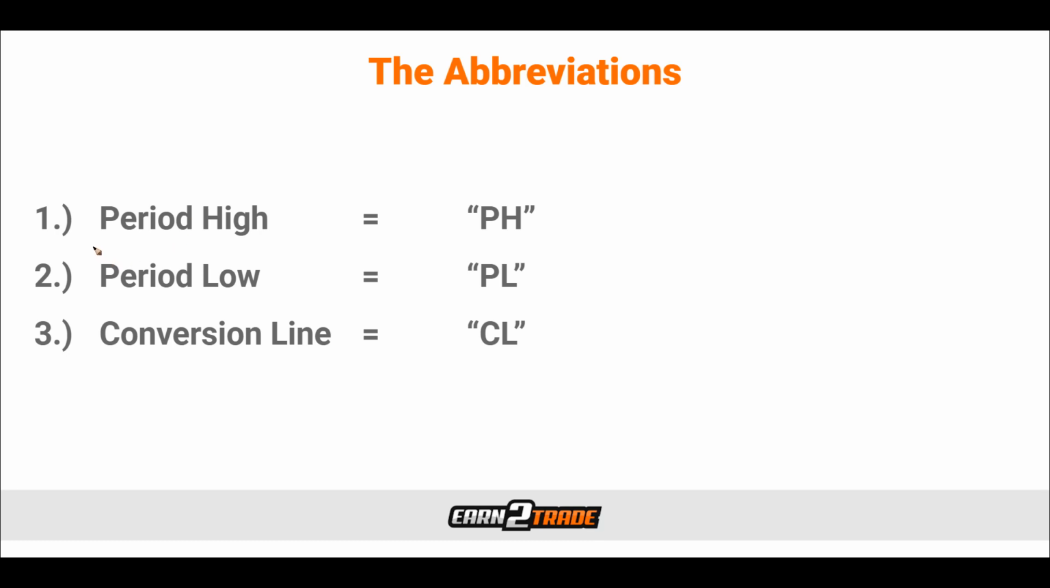So the period high is going to be simply abbreviated as PH. The period low is going to be abbreviated as PL. The conversion line is going to be abbreviated as CL. So PH, PL, and CL.